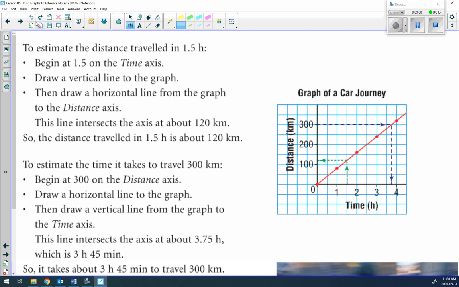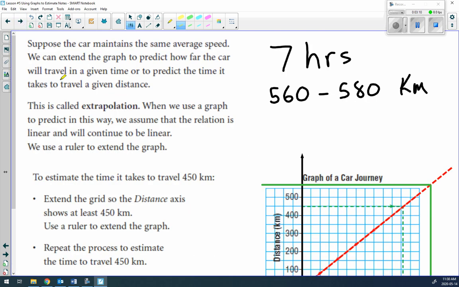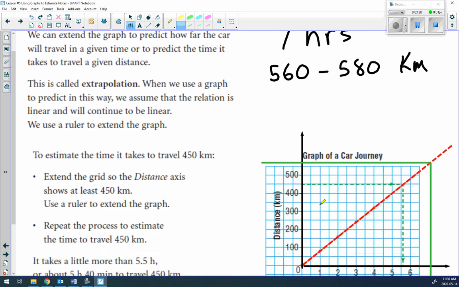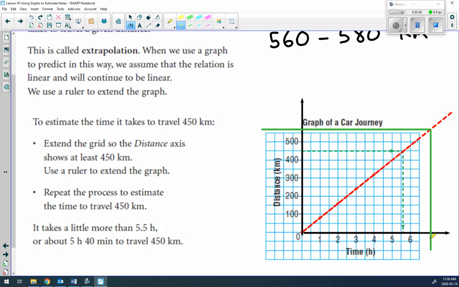And this is where it gets interesting. Suppose the car maintains the same average speed. We know in reality that's not going to happen because cars speed up and slow down. But could we predict what it would be at 450 kilometers? Well, 450 works, that's still kind of within the graph. But what about bigger numbers? Oh, wow, look way over here.